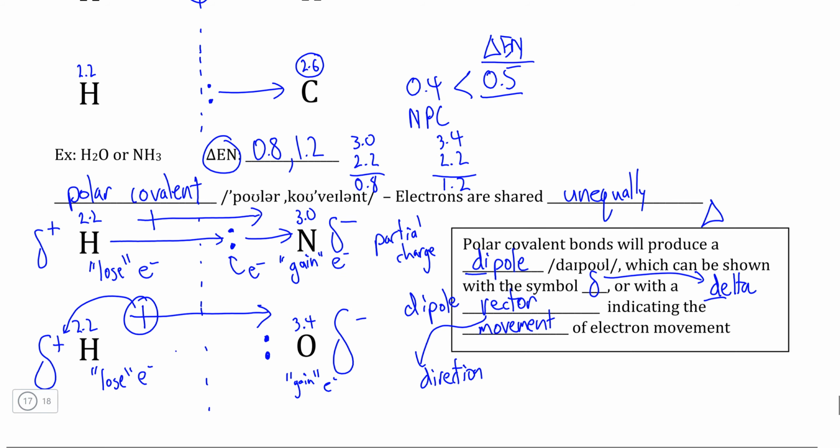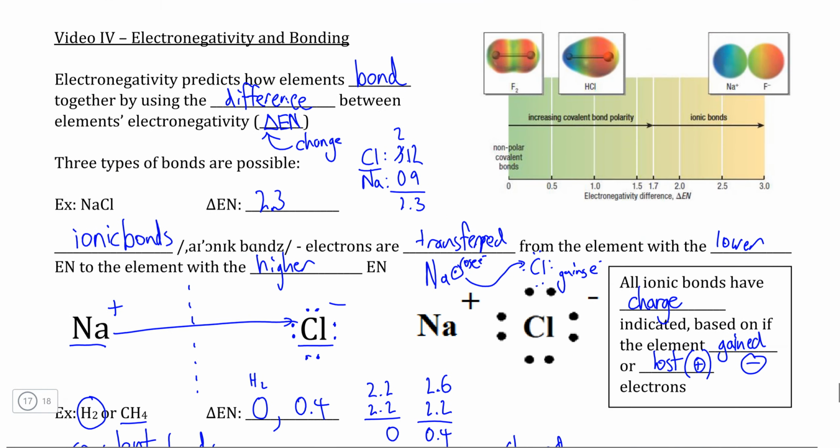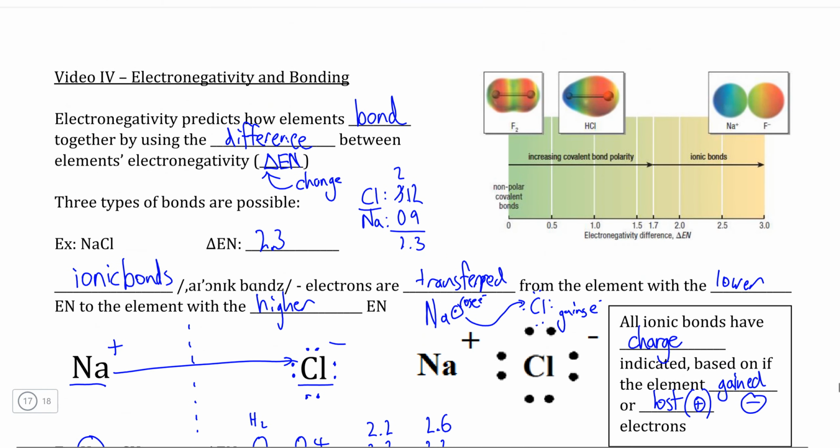In the next video, we're going to go into more detail about how we can use delta EN, or electronegativity difference, and identification of polar covalent, nonpolar covalent, and ionic bonds in order to determine what kind of bond is formed between actual elements in actual compounds.